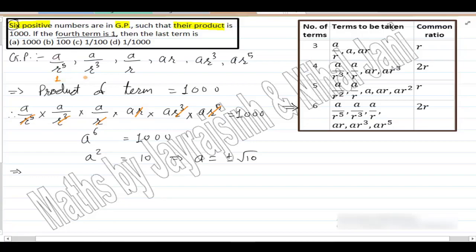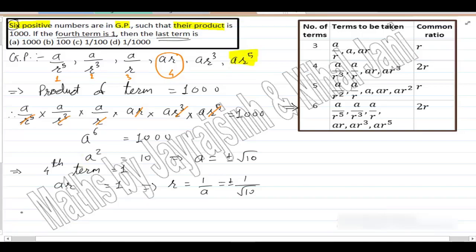Okay, now select the 1st, 2nd, 3rd and fourth term. Our fourth term is a into r, so it must be 1, which will give us r is equal to 1 upon a, or we can say 1 upon plus or minus root 10. Okay, no problem. Now we just have to find the last term, which is a r raised to 5, right? So let's find our last term, which is a r raised to 5. We already have the value of a, which is plus or minus root 10 into plus or minus 1 upon root 10 whole raised to 5.